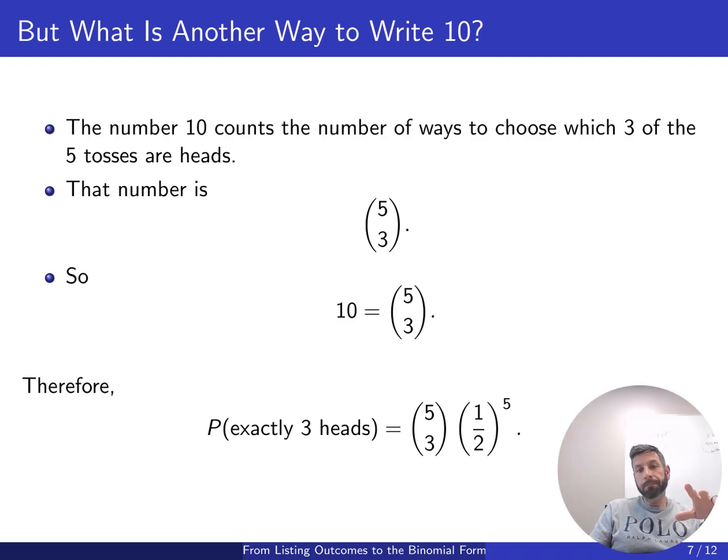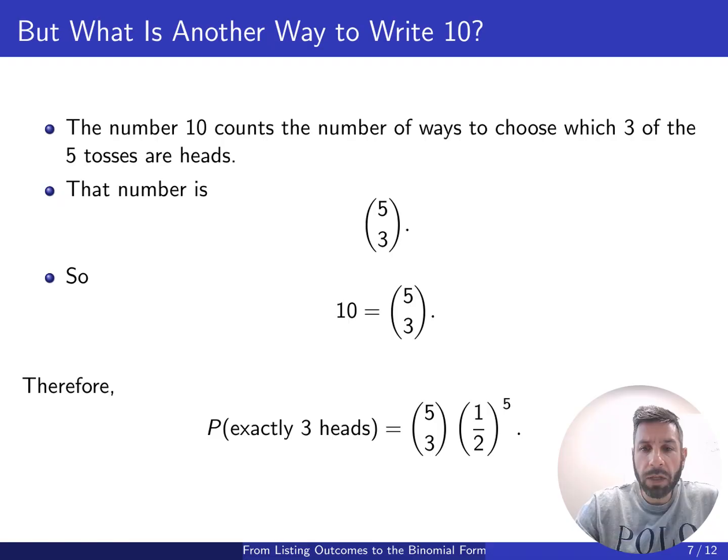Now, why is this formula useful? Well, if you look at this formula, the way I've written it, all the important numbers in the problem are screaming at us. You see the number 5 right here. You see the number 5 here. You see the number 3 here. And of course, you see the number 1/2 here.